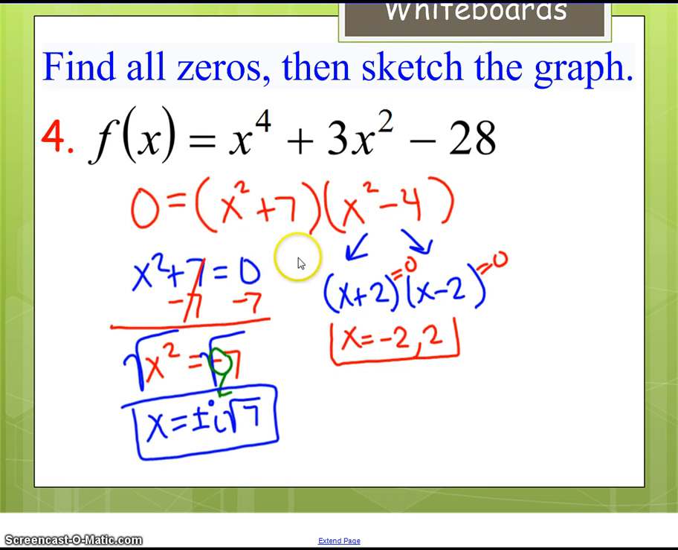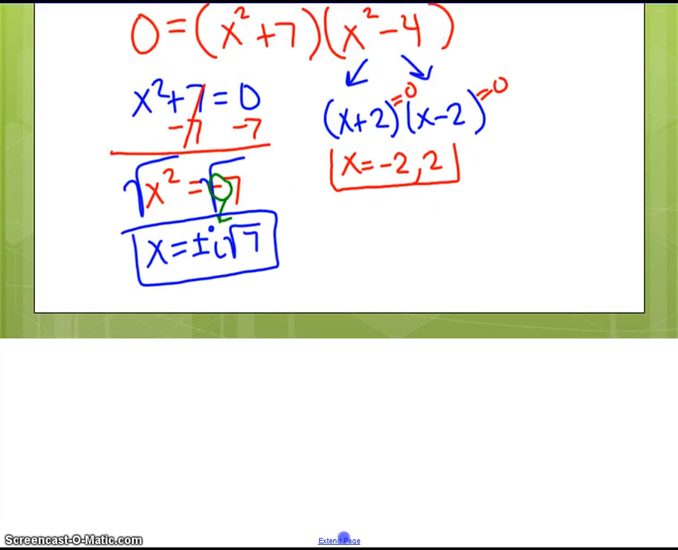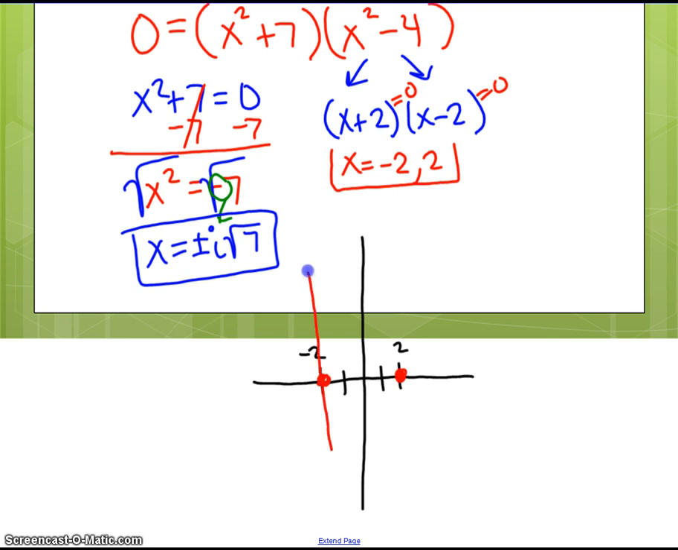Okay, to graph this, it's a quartic. What does the graph look like? A W, right. So remember, I can only graph the negative 2 and the positive 2. You cannot graph the imaginary solutions. So I'm going to plot negative 2 and positive 2. And your W is going to come down through negative 2, curve, and it's going to go below it, and then curve through 2.